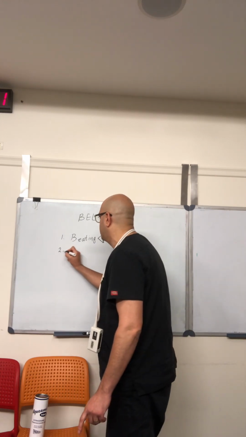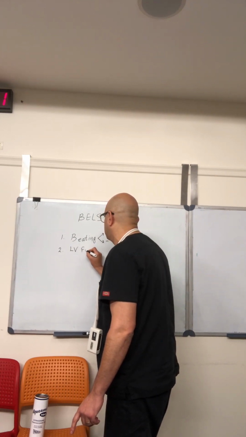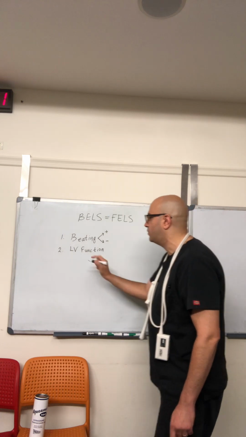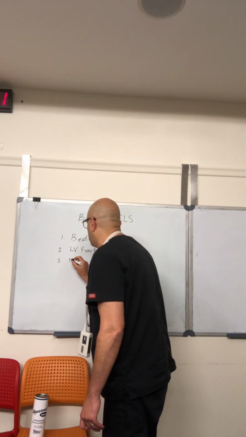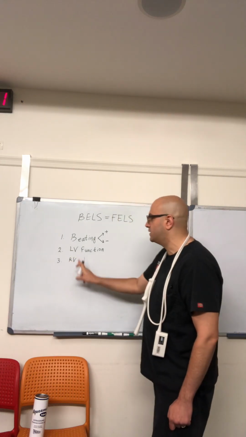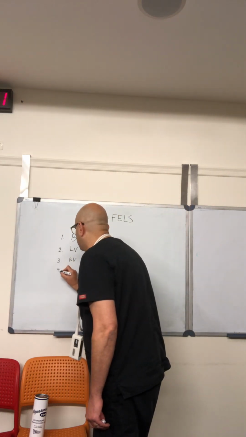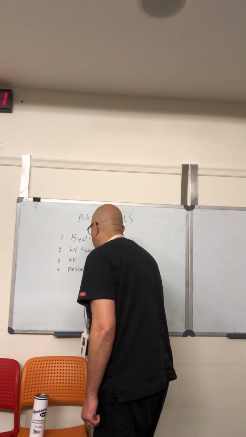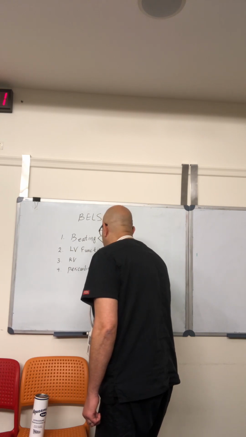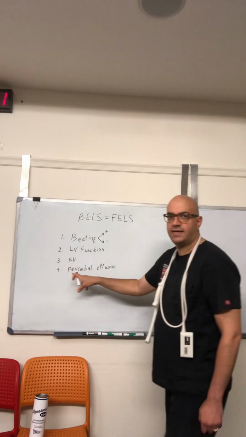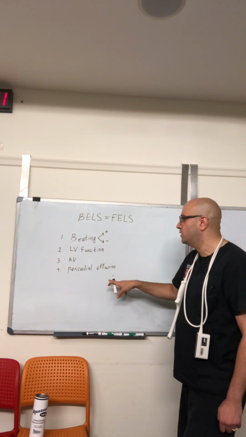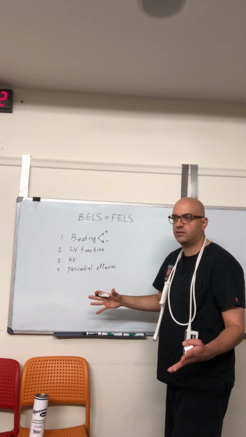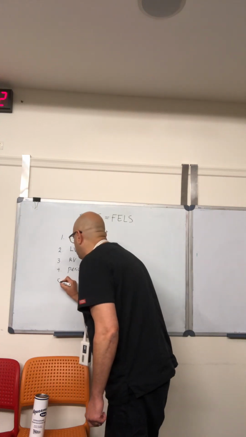Second, how is the LV function? We'll go through the details of that one. Third, RV. It's going to be a quick assessment of the RV. Fourth, is there any pericardial effusion? Again, the answer to this question is yes or no, and if yes, you need to clarify: is it a large effusion, is it a small effusion, has it affected the heart function or not? And number 5 is IVC.